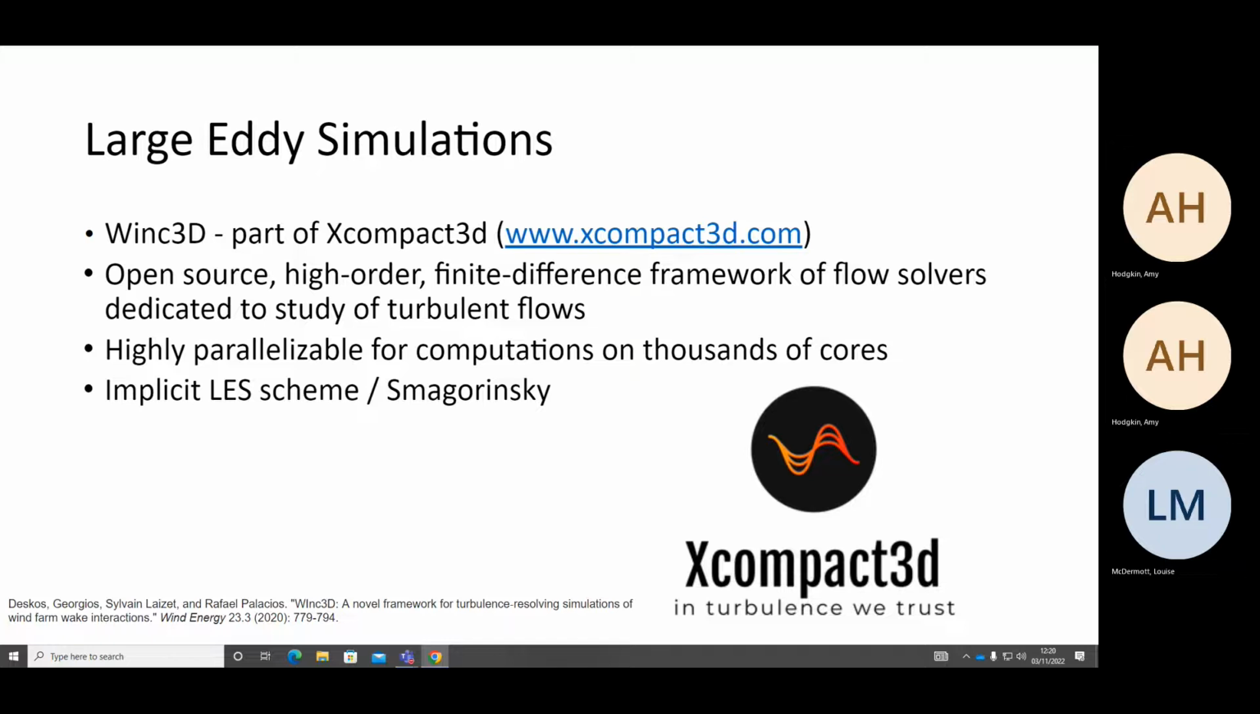And I have two schemes to deal with the subgrid stresses with the large eddy simulation. So the first is implicit. So we're accounting for the dissipation of the subgrid stresses within the discretization of the scheme. And the second is Smagorinsky, which is a standard explicit model, which we can use with our atmospheric boundary layer wall model.